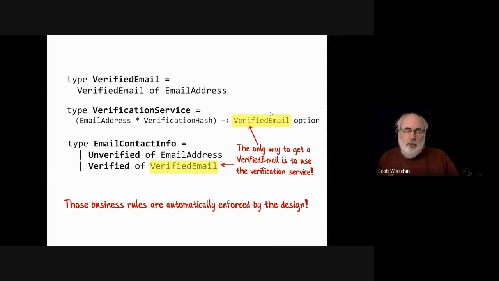It's really nice because I don't have to go to the documentation to see what the business rules are. And I don't have to have unit tests. There's no point even writing unit tests because I can't compile code that fails the business rules. I literally can't even write the code. So I think that's pretty amazing. I think that's pretty awesome.